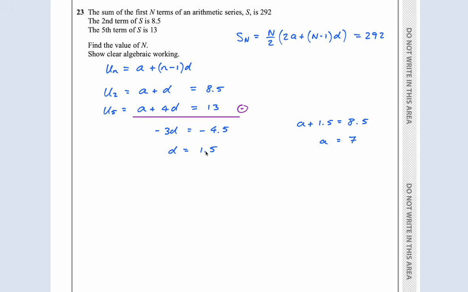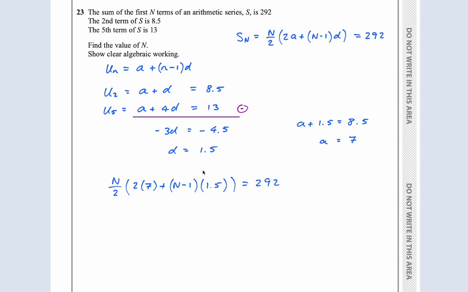So now I have a and I have d. Now it's, well, not easy, but I can sub these in here. So into S n, I can say N over 2 brackets 2a, which is 2 times 7, plus N minus 1 times d, which is 1.5, close brackets, equals 292.